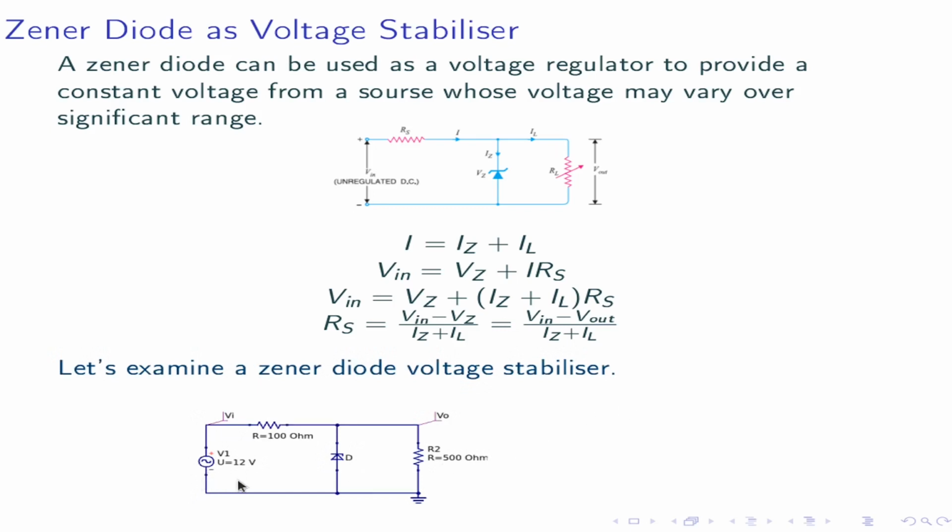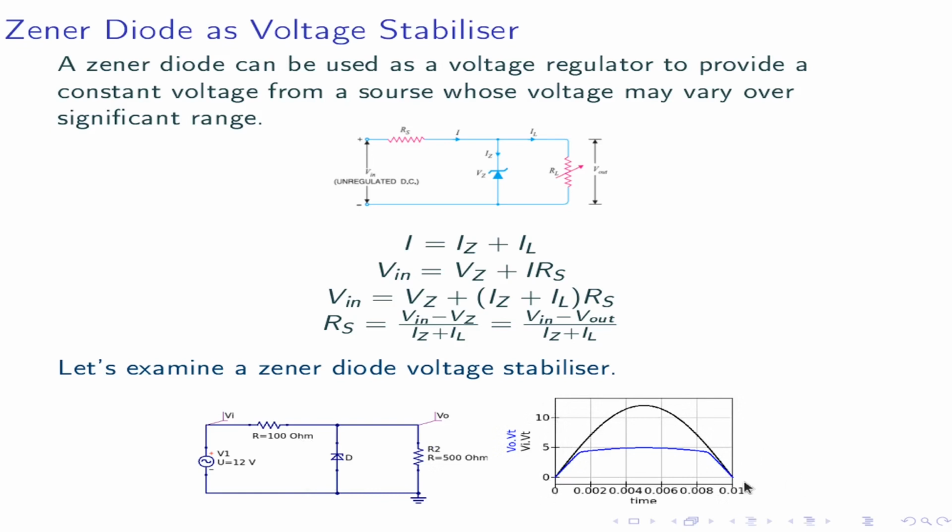So this is a circuit with a 12 volt input, a 100 ohm series resistor, a Zener diode, and a load resistor, and what you are getting is this one. So this is a 5 volt Zener diode. So whatever voltage you give, its output will be a maximum of 5 volts. In that way you can say the output voltage is stabilized.